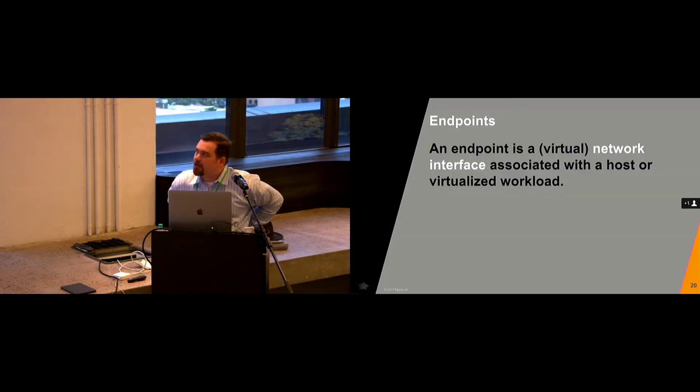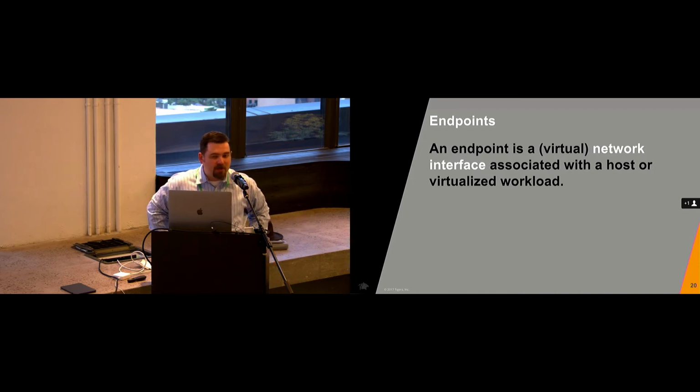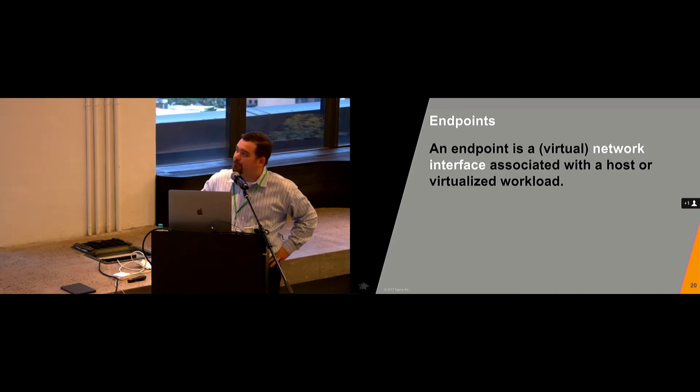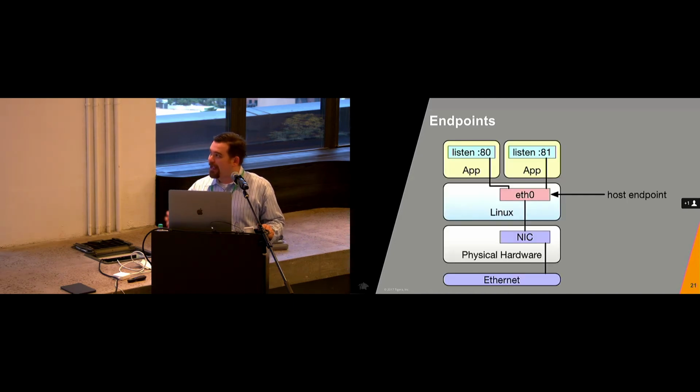So before we begin, let's talk about what is an endpoint. We define an endpoint in Project Calico basically as a virtual network interface associated with a host or virtualized workload. So let me show you an example. If I have just a physical box, right, so I've got some physical hardware, maybe I got Linux on top of it, and I got a couple apps running. In this situation, those apps are binding to a specific IP and port associated with that interface. We call that interface ETH0 in this case, our endpoint.